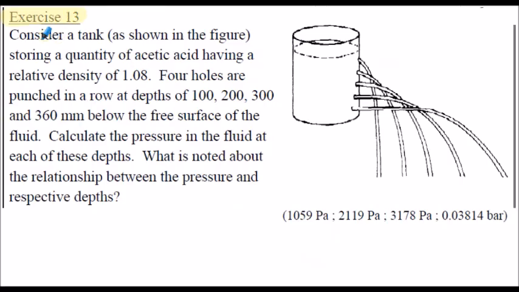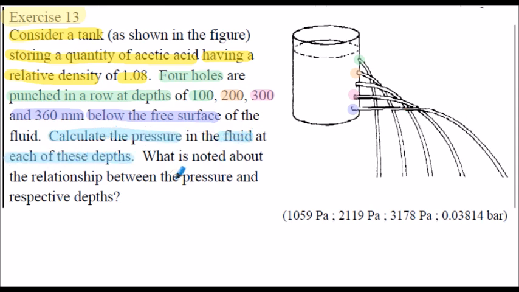Exercise 13, we're asked to consider a tank, as shown in the figure on the right hand side, that stores a quantity of acetic acid, which has a relative density of 1.08. There are 4 holes punched in a row at depths of 100 millimeters below the free surface, 200 millimeters, 300 millimeters, and 360 millimeters below the free surface, shown on the sketch. We're asked to calculate the pressure in the fluid at each of these depths.